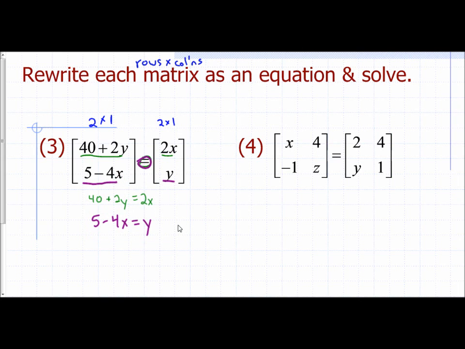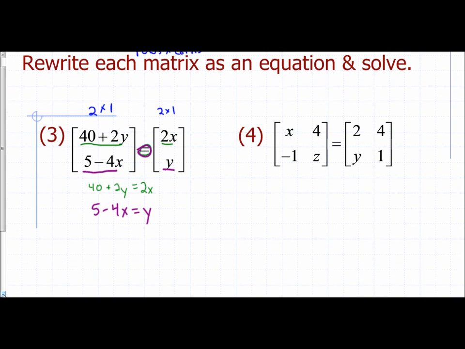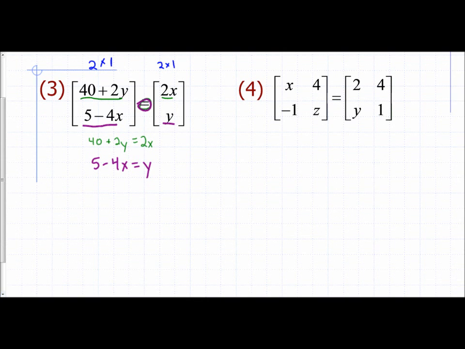So we can either solve this using substitution or using elimination. And so what I'm going to do is I'm going to use substitution. And the reason why is because I see in the second equation y is equal to 5 minus 4x. And so I'm going to plug this in for y in the other equation. So I have 40 plus 2y, but instead of y, I'm going to put 5 minus 4x in parentheses equals 2x.